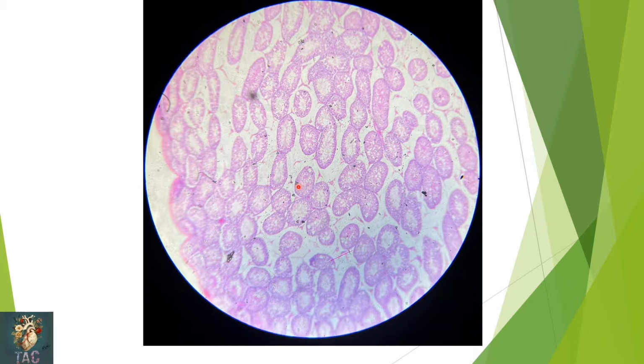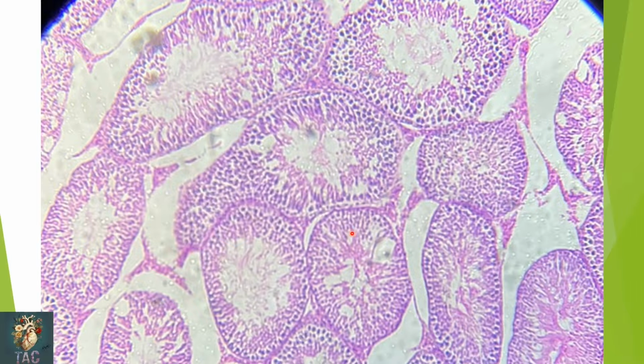Another slide of the testes. At lower magnification you can see a large number of the seminiferous tubules. This is an H&E stain section, and you can also see a bunch of spermatozoa present in the lumen, and the luminal profile is not very clear. Same slide at higher magnification, a very beautiful slide.